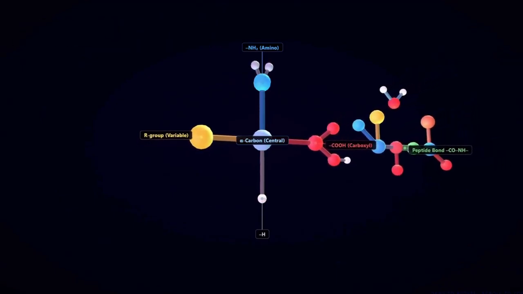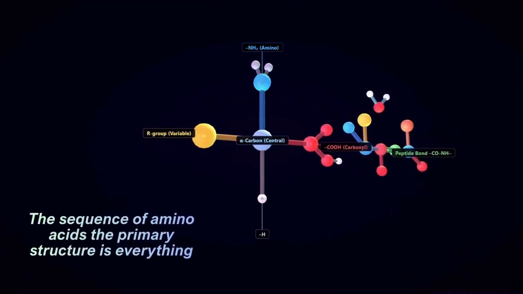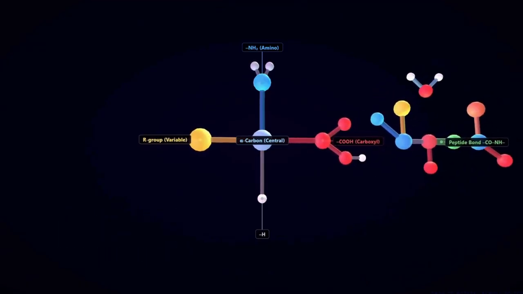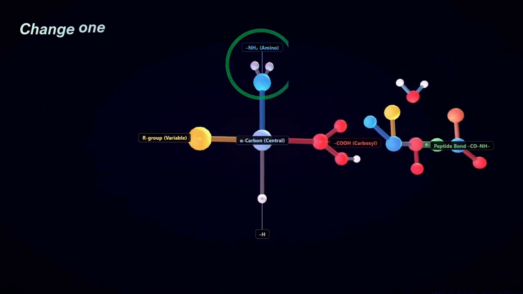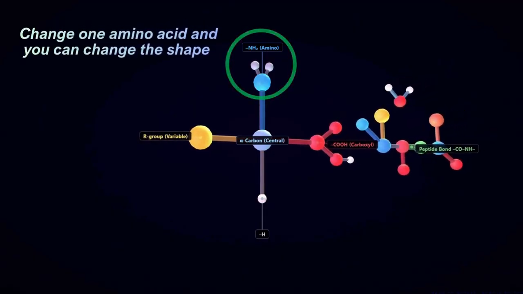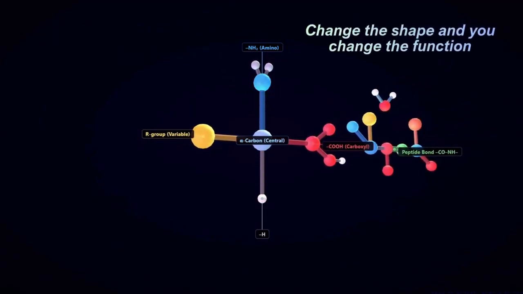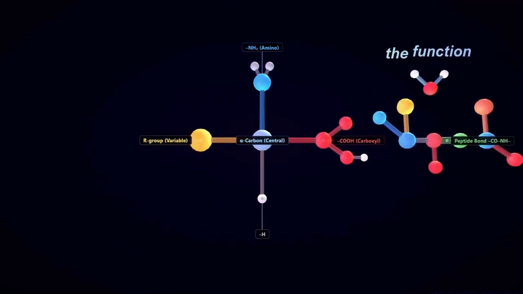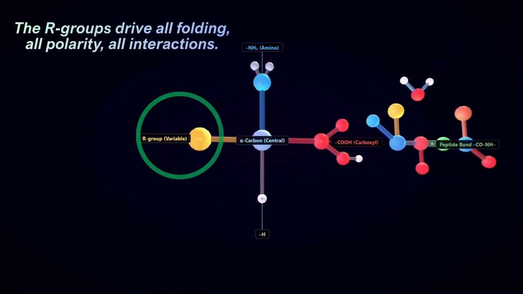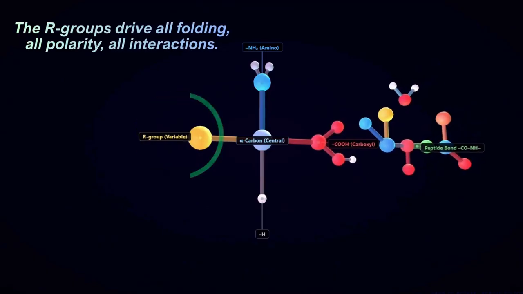A chain is a polypeptide, the sequence of amino acids. The primary structure is everything. Change one amino acid and you can change the shape. Change the shape and you change the function. The R groups drive all foldings, all polarity, all interactions.